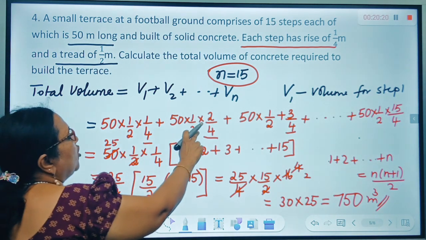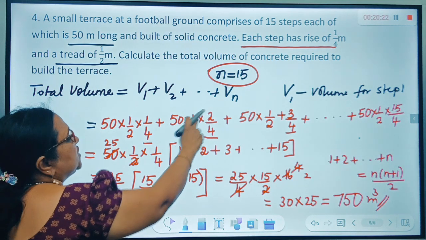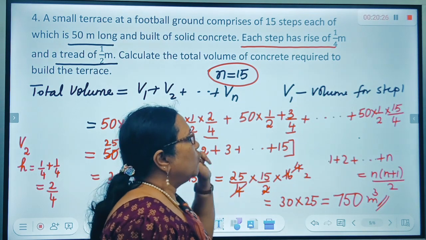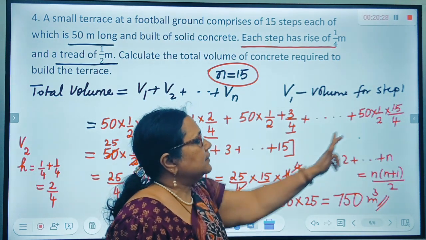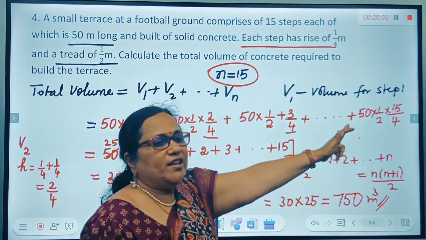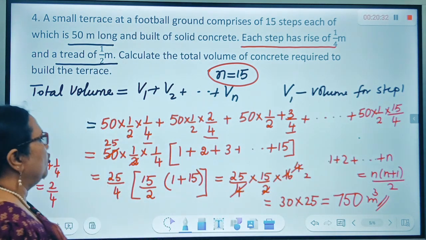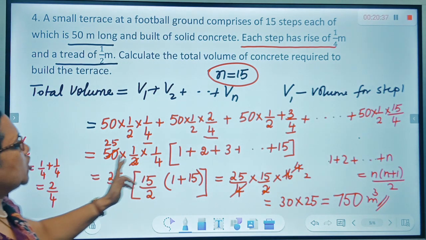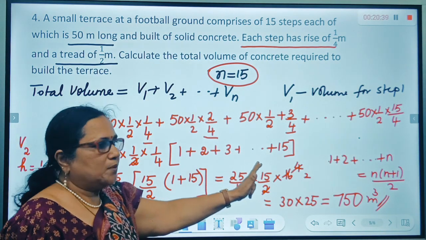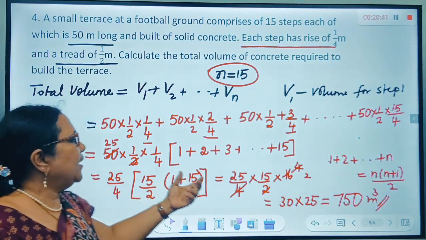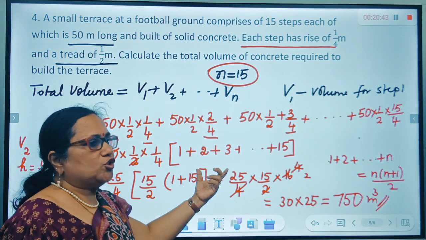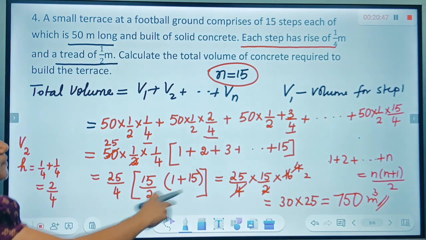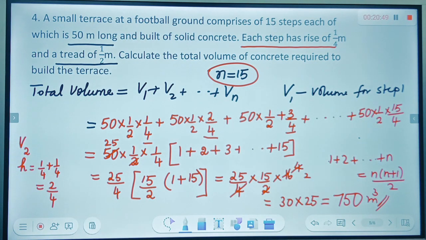So the second one, what will be the height? Half, which is same as 2 by 4. For the third one, what is the height? 3 by 4. So 1, 2, 3, you see a pattern in the heights. Therefore, for the 15th step, it will be 15 by 4. So 50 into half into 1 by 4 is common. I have taken it out. So I get into 1 plus 2 plus 3 etc. up to 15, which is nothing but the sum of first 15 natural numbers, which is 15 into 16 by 2. The whole thing simplifies to 750 meter cube.